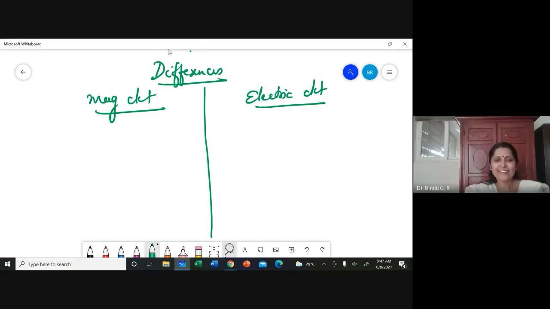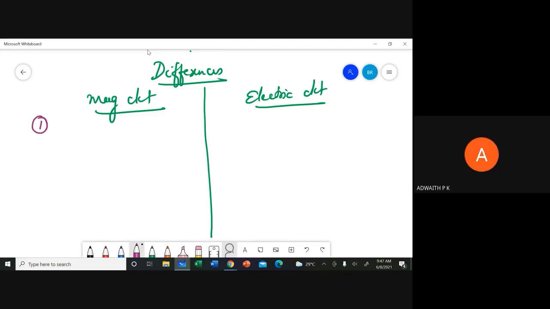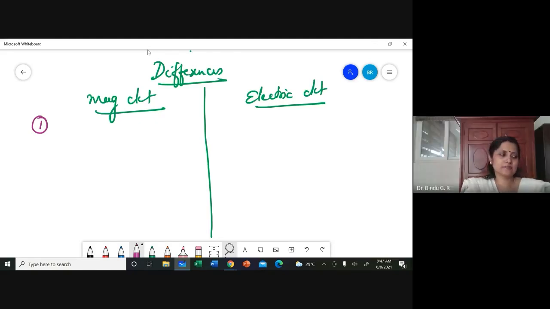Yes, ma'am. Which is the most important, the significant difference? Magnetic flux can pass through air. Correct. That is it. I'll rephrase that in another way.